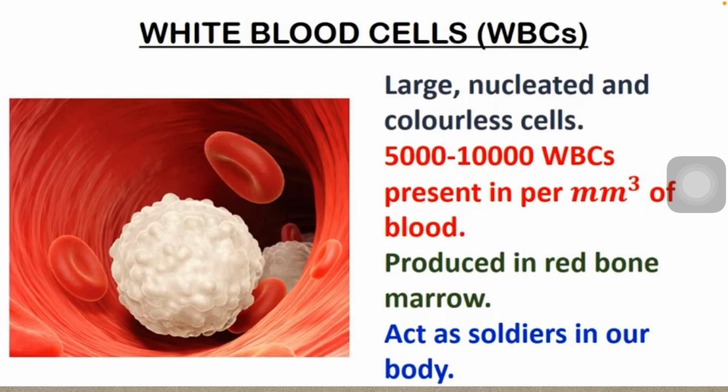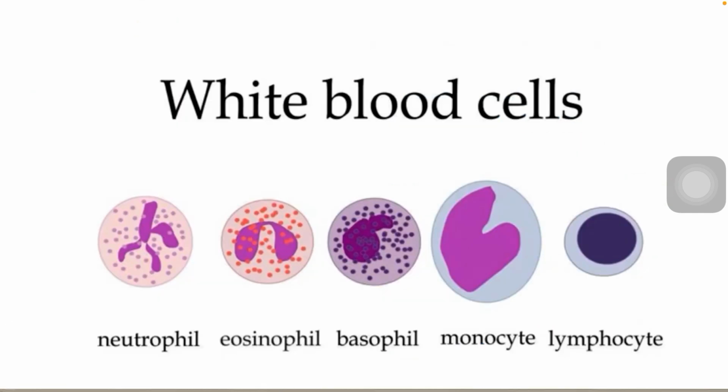Next is white blood cells, that is WBC. These are large, nucleated and colorless cells. 5,000 to 10,000 WBCs are present per cubic millimeter of blood. They are produced in red bone marrow. They act as soldiers in our body. 5 types of WBCs are there: neutrophil, eosinophil, basophil, monocyte and lymphocyte.